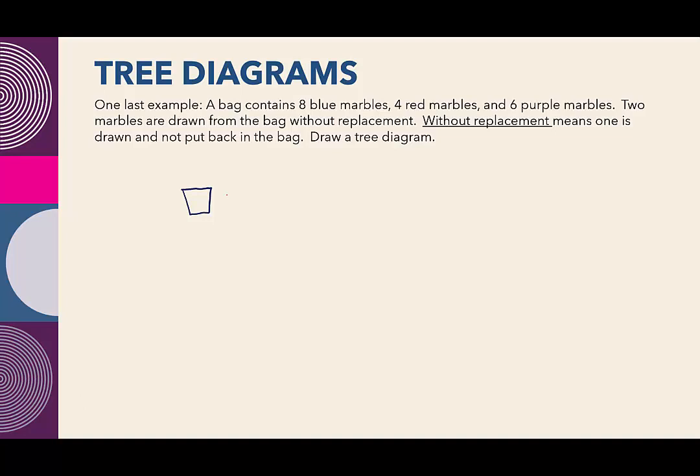Okay, we have blue marbles. How many marbles are in the bag? Oh, it doesn't tell us. So we're going to add them up. 8 plus 4 plus 6 is 18. So there's 18 marbles in the bag to start. The probability I select a blue marble would be 8 out of 18. I'll leave these unsimplified for now, just to make my life a little bit easier, maybe.